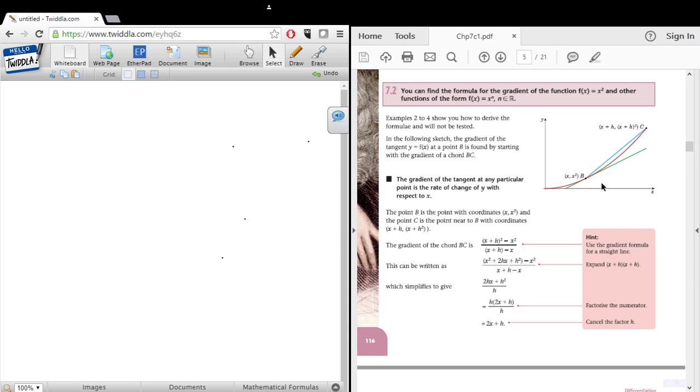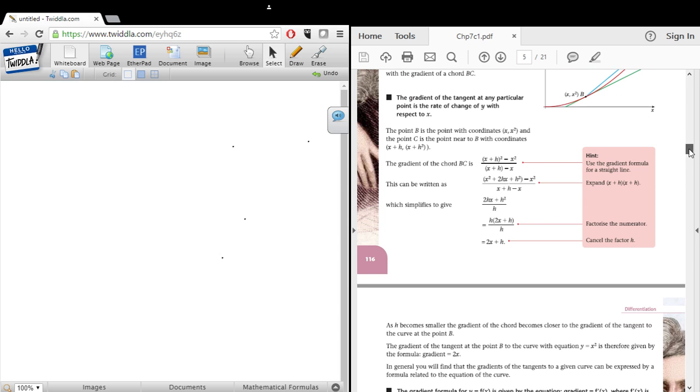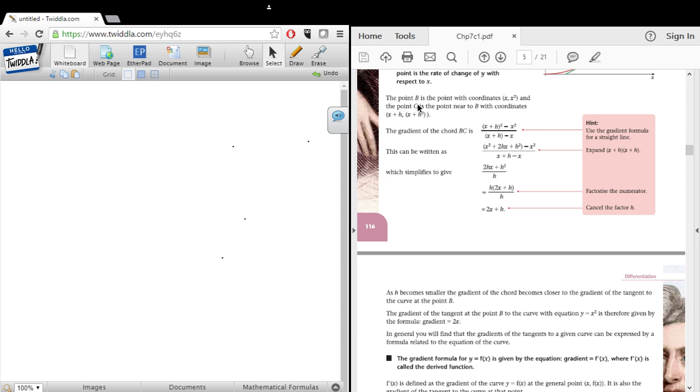You're going to come later on to find out why you need to recall the phrasing of that particular sentence. The point B is the point with the coordinates x, x squared, and the point C is the point near to B with coordinates x plus h and (x plus h) squared. Again, all they've done is take these 2 points, plug them into the formula, and you get the answer. Very simple, very straightforward, no problems there.